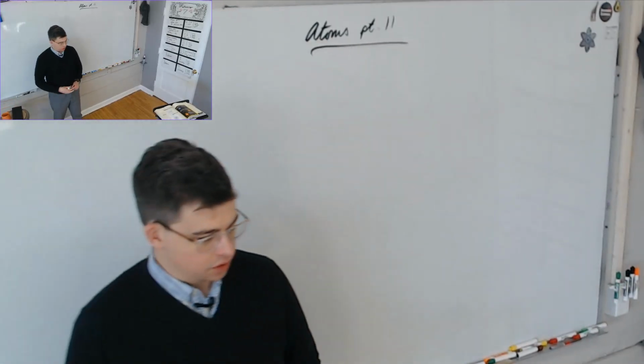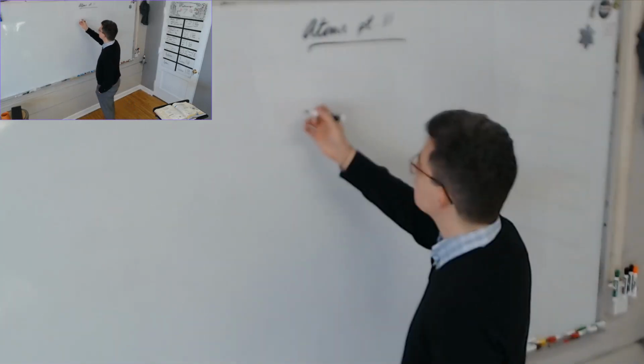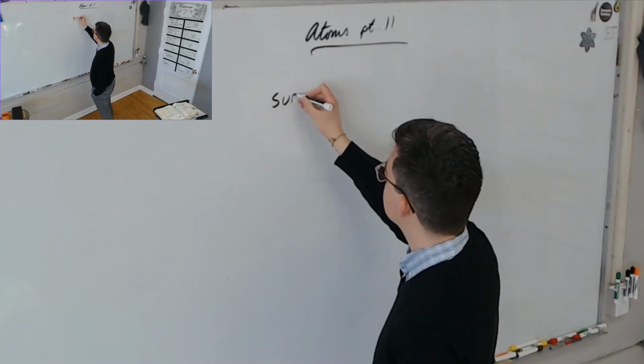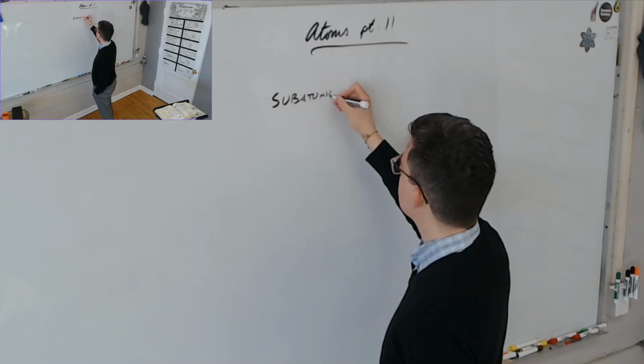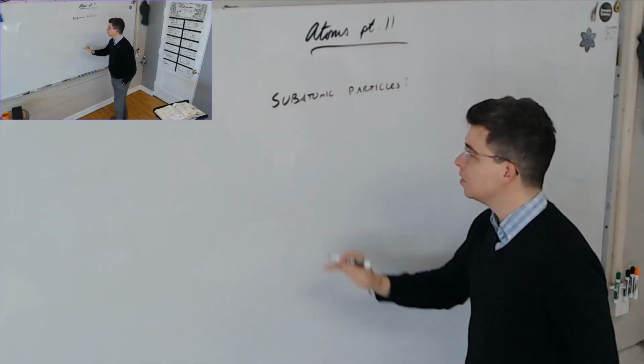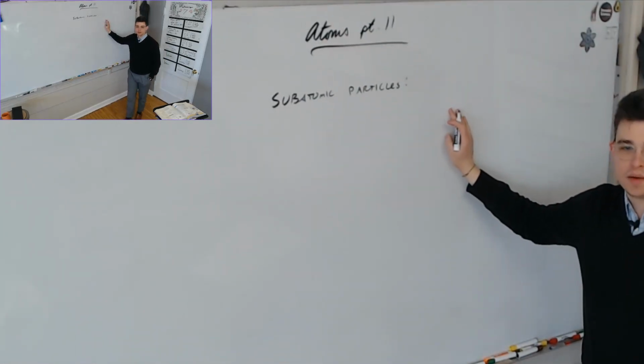Some additional rules for finding the number of protons, neutrons, and electrons in a substance. First of all, let's talk about this. If I were to say the phrase subatomic particles, what does that mean? We talked about what atom itself means yesterday. What's subatomic probably mean, Gabe? Probably smaller than an atom.